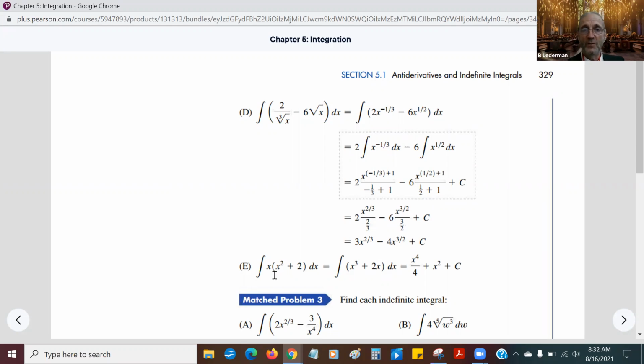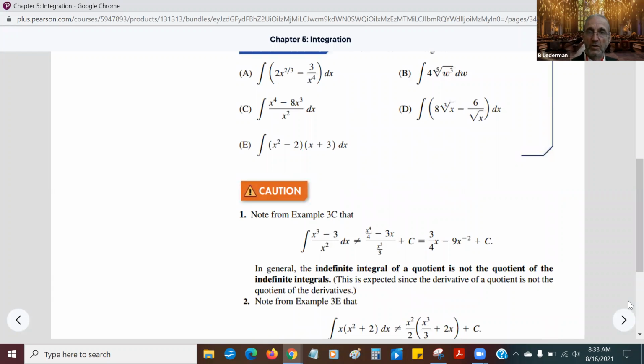And for this one here, it's much easier to just distribute the x into the parenthesis. Now I have two different power functions. So I have x to the 3rd, which integrates to x to the 4th over 4. I have 2x, which integrates into x squared. And then, of course, I just put on the plus c. So once the integral goes off, that's when the plus c comes on. That is the story.